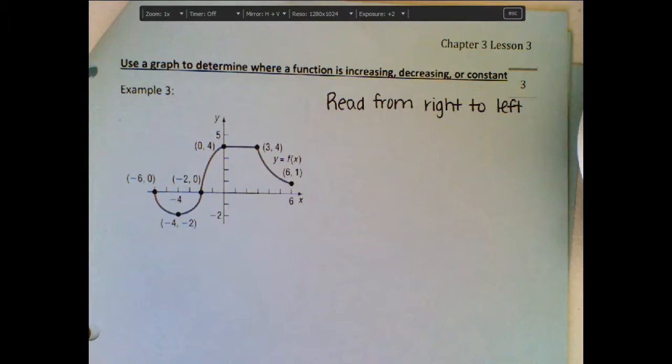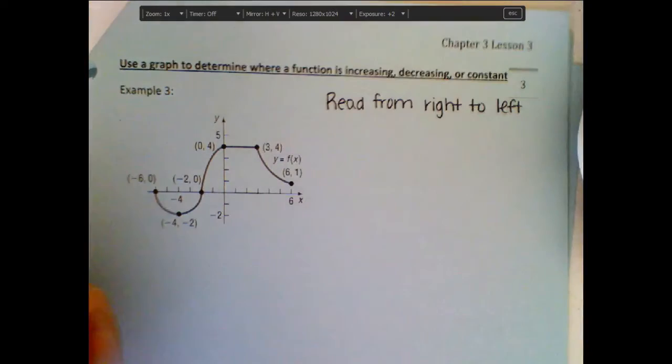That's where that did not make sense. Anyway, you get the idea. If it's between those two numbers, that's where the graph is increasing or decreasing. One of the things to remember when you are determining where a function is increasing, decreasing, or constant, you're going to read it from right to left just like you would a book. So let's determine where it's increasing.